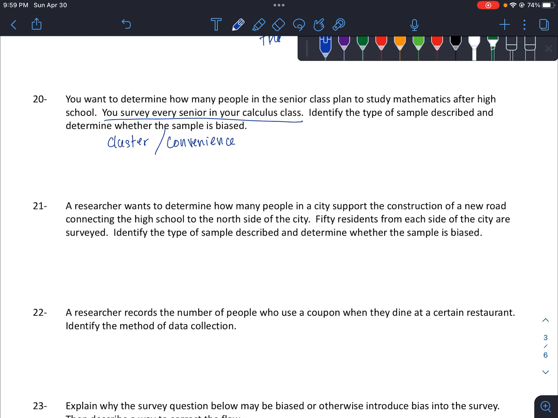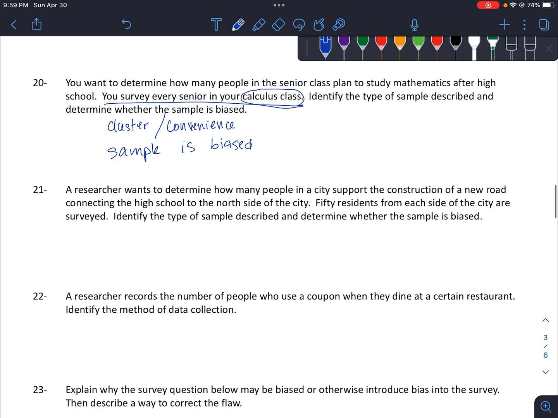But in any case, the sample is definitely biased. I mean, because you're probably in a senior class where most maybe particularly enjoy calculus. They probably might have plans to do something in mathematics, maybe engineering or math or something of that sort. So they'd probably be taking math in the future.